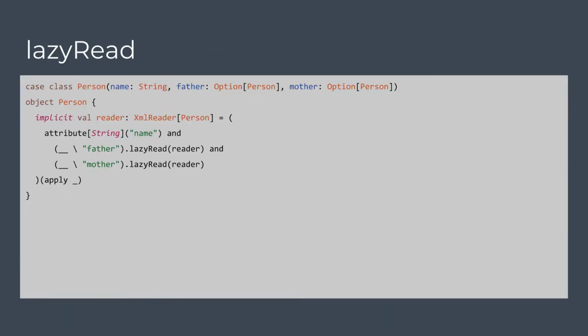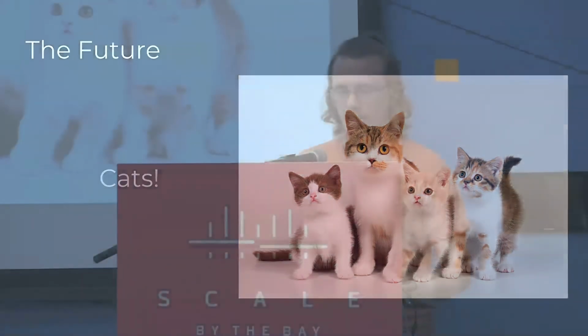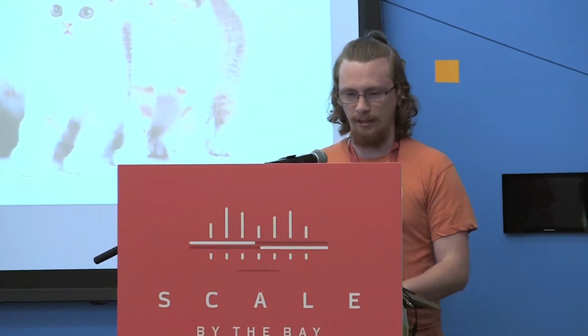If you want to define an XML reader for a recursive type, then you use lazy read, which uses by-name semantics to enable you to define a reader in terms of itself. And then finally, moving forward, I'm planning on changing it to use cats instead of the play XML library or play functional syntax library, because it's a lot better documented and better understood.